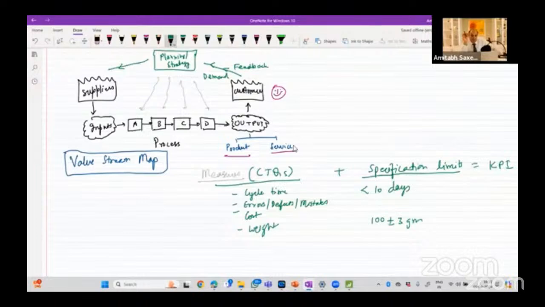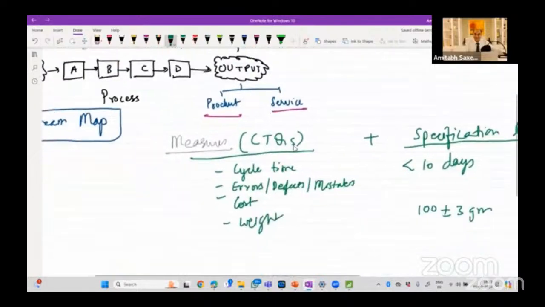Now, whenever you are not fulfilling the demands of the customers, or you are not within the specification limits set by the customers, you have an opportunity for improvement. So suppose the cycle times are more than 10 days. That's an improvement project, an improvement opportunity. Suppose infection rates are more than specified by the Ministry of Health. That means there is an improvement project. Suppose the weight of the chocolate is either more than 103 grams or less than 97 grams. That means there is a potential improvement project.